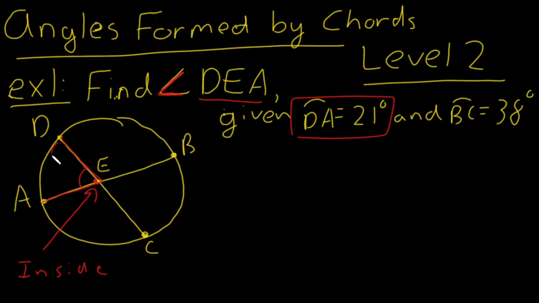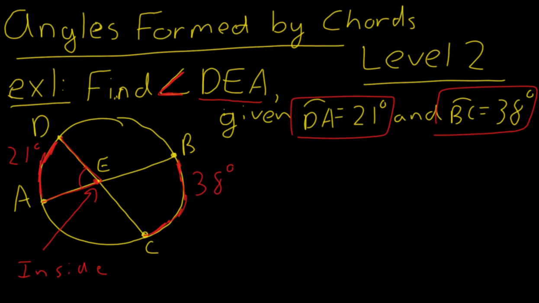So I come over here to this curved portion of the circle in between the letters D and A, and I'll go ahead and write 21 degrees. We also are given that arc BC is equal to 38 degrees, and so I'll come over here and I'll draw arc BC, and I will also label that one 38 degrees.